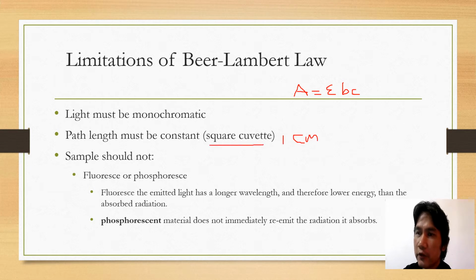Oftentimes we use a square cuvette, but some Spectronic 20 instruments use a circular cuvette, just like what I used in our demonstration in the spectrophotometry. And samples should not fluoresce or phosphoresce. Fluorescence, here the emitted light has a longer wavelength.